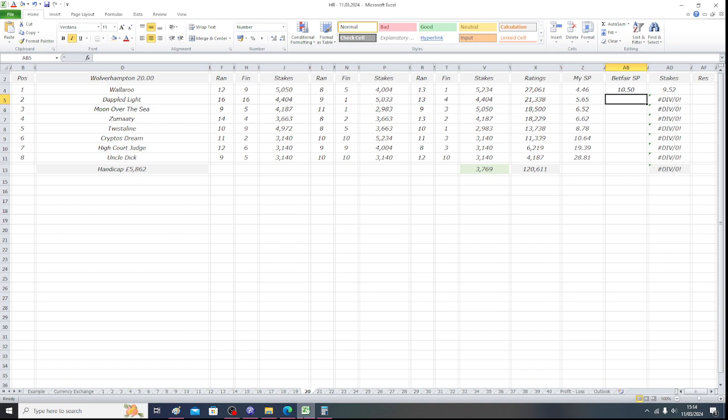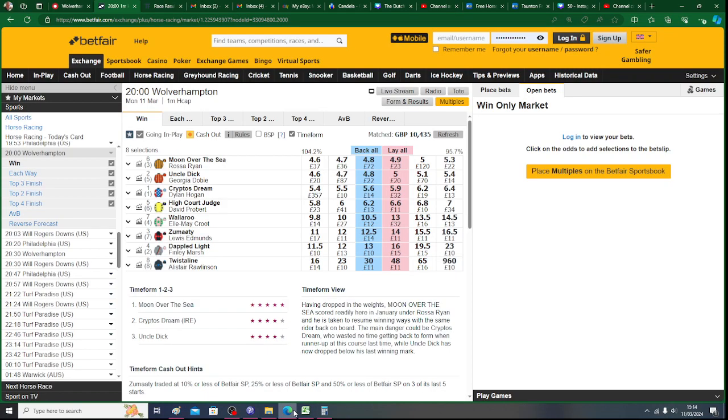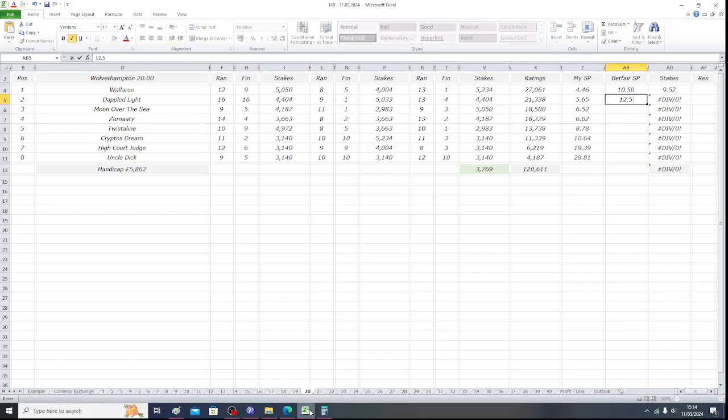Our second selection is Dappled Light. Dappled Light is another outsider here, trading at, just went from 13, but I'll put 12.5. And this means a stake of £8 on this one would return you £100.